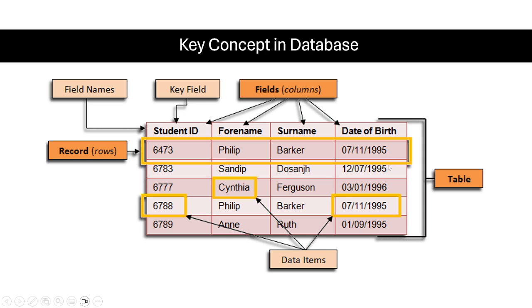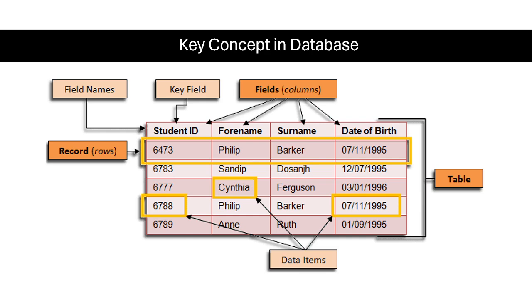So this is a table in a database. It's a table, and these are the fields that we have there. We have the student ID, the first name, the surname, and the date of birth. Now the row is just a single observation for a particular student. For example, student ID 6473 has first name Philip, surname Barker, and the date of birth. So that's a row. So a row signifies a single observation.